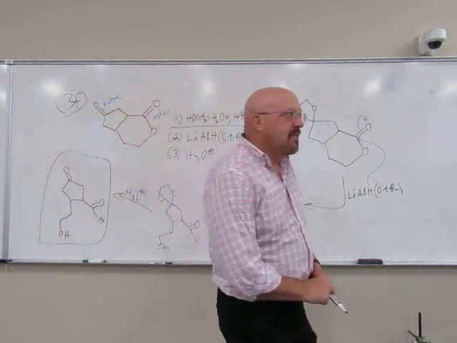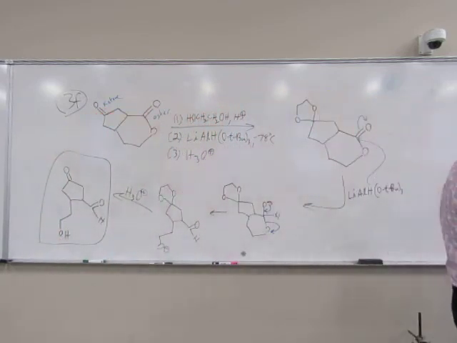So we protected that ketone so that it didn't react. Otherwise, the reducing reagent would have gone to the ketone first because they're more reactive than an ester. So it would have gone there first. So we protected the ketone so that this had no option as to where to react.